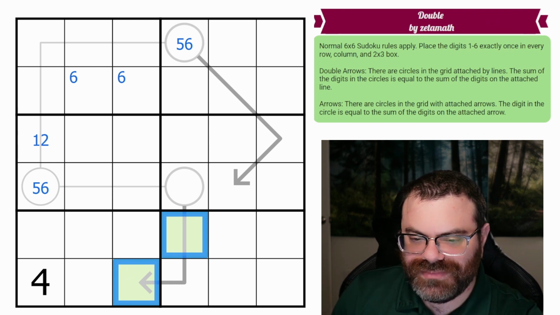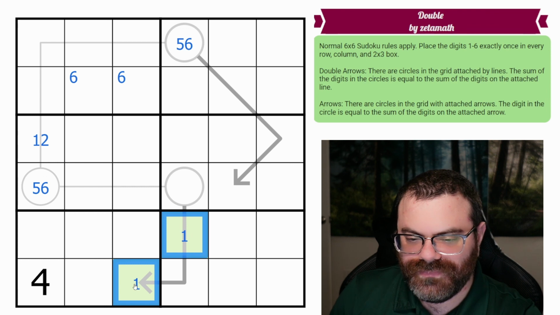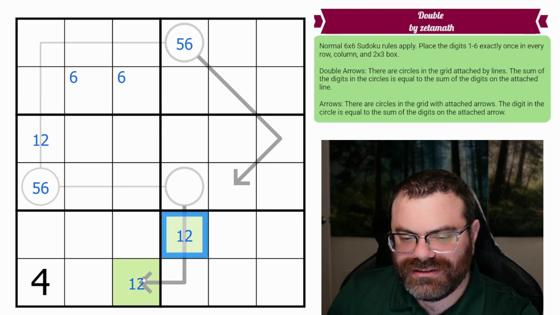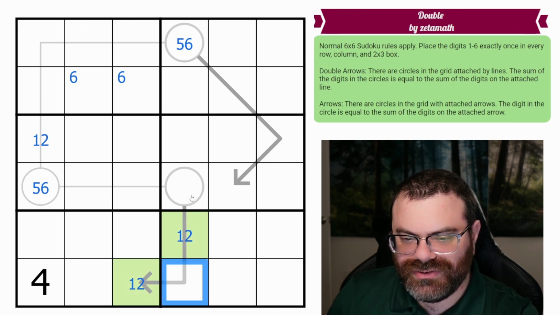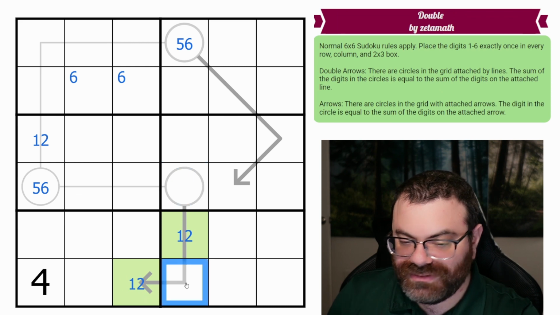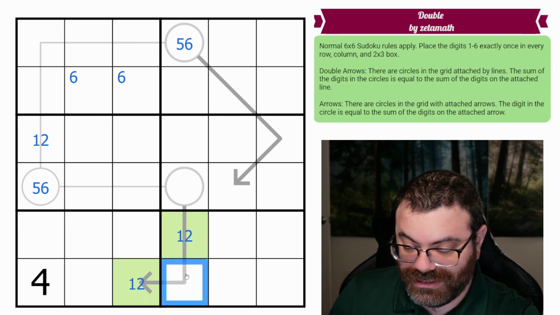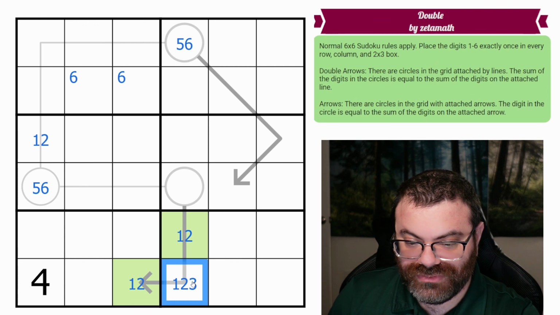Now, what can they actually be? Well, they could be 1 plus 1. They could be 2 plus 2, but 3 plus 3 is too big. So it's a 1 or a 2. And then these are minimum 2. And so this is maximum 5. And so this can't exceed a 3. So this is from 1 to 3.